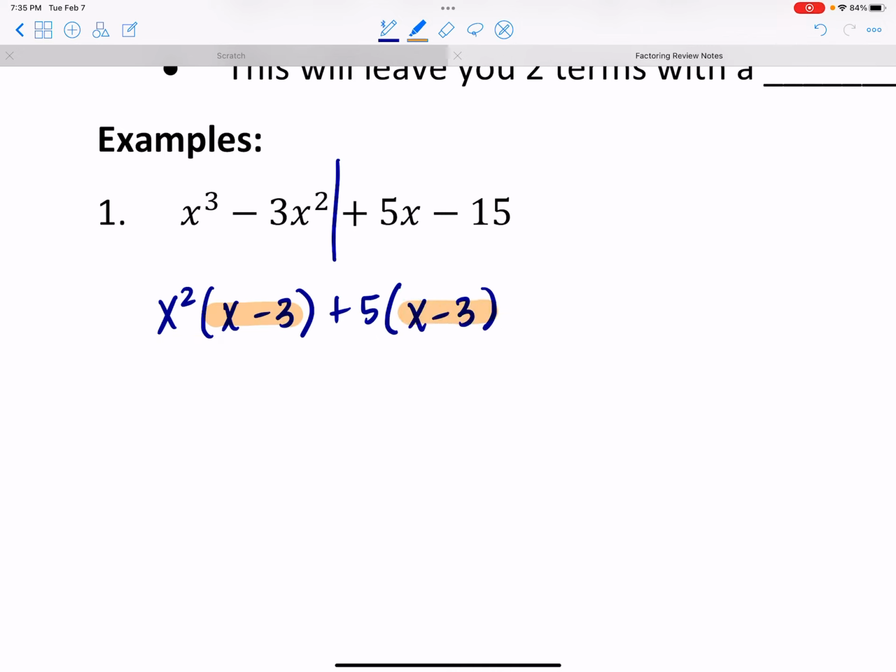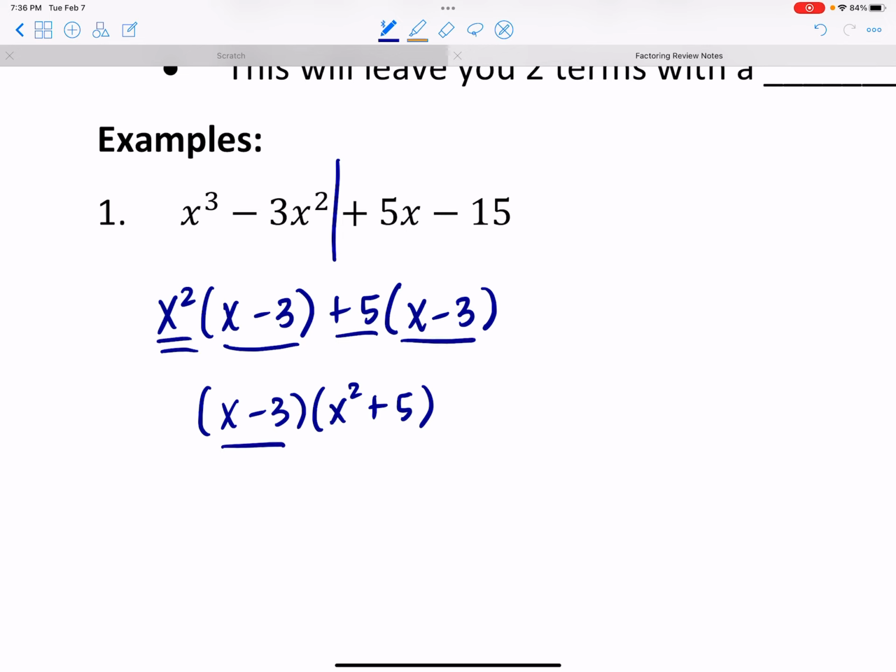And what do those 2 terms have in common? Well, they both have an x minus 3, which means now I can factor out a GCF from these 2 terms. It's just that my GCF is an x minus 3. So I factor out my GCF of x minus 3, and when I factor that out, remember I'm dividing, what's going to be left? Well, if I divide it out of this term, it's gone, it's divided out. What's left is x squared. If I divide it out of this term, again, it divides out, what's left is the 5. So I'm going to factor out the GCF of x minus 3, and that leaves me an x squared plus 5. So this is getting factored out, and this is what's left over.